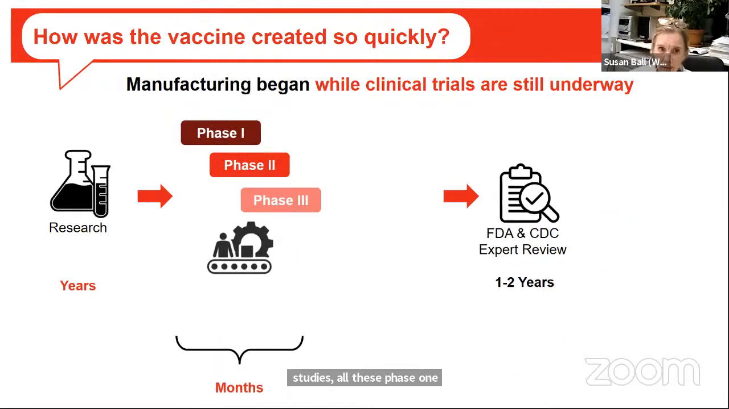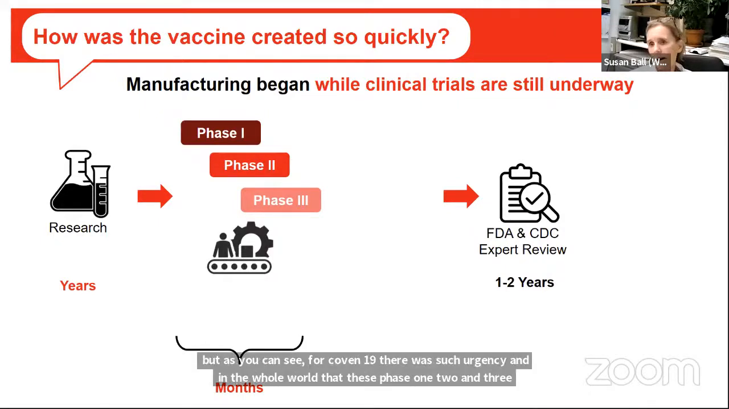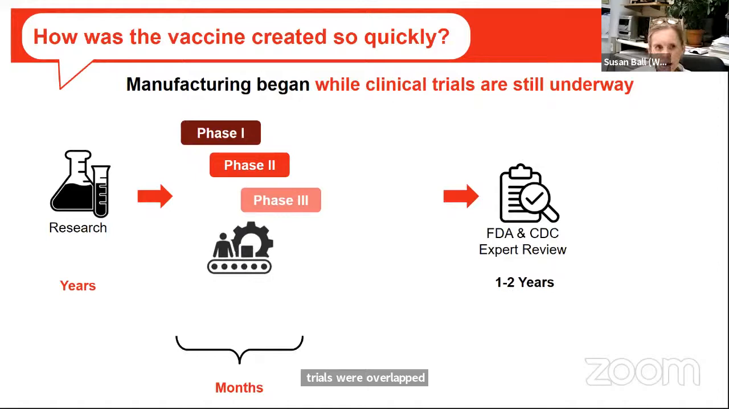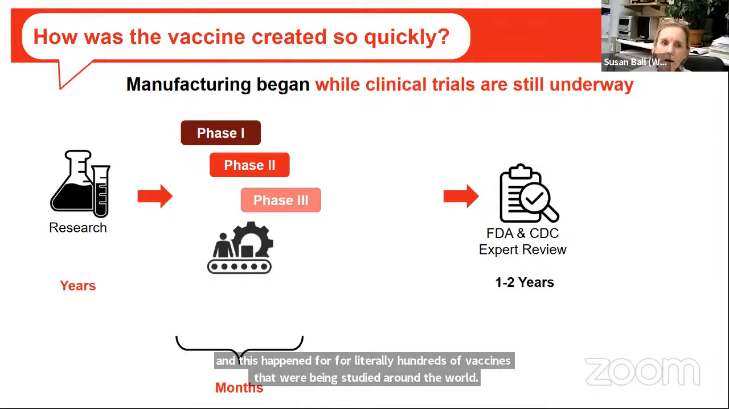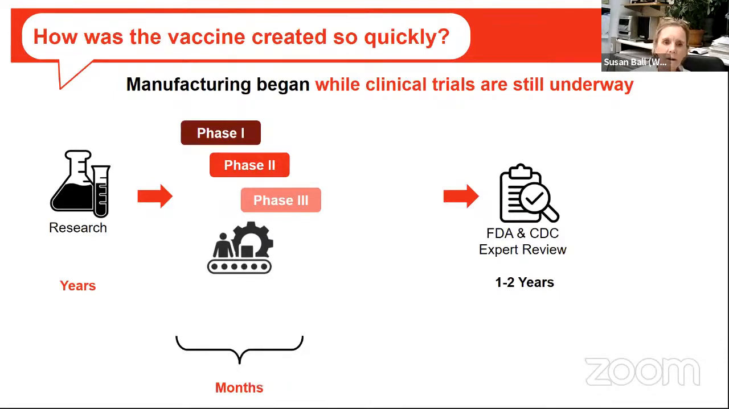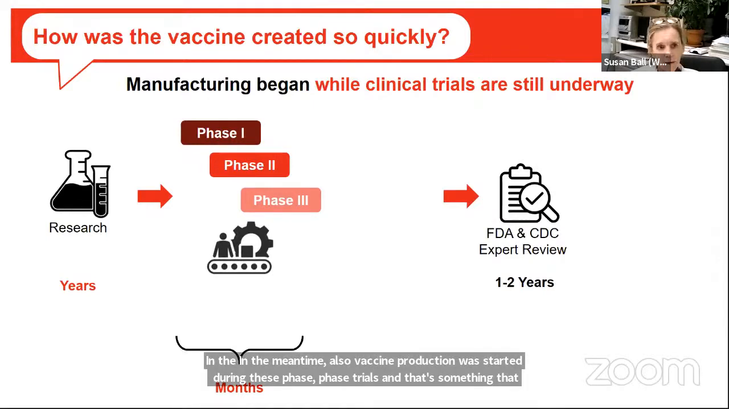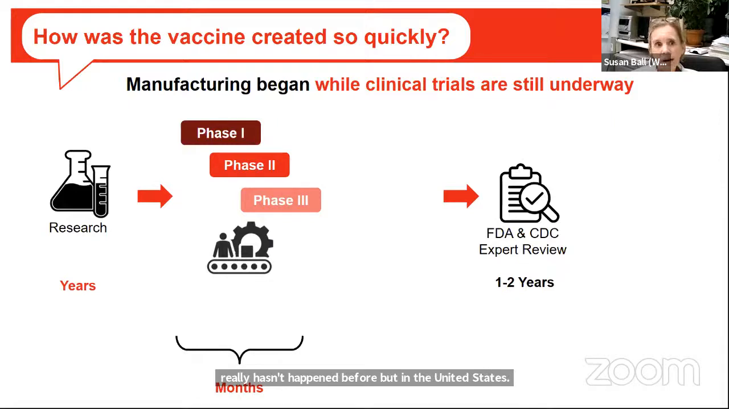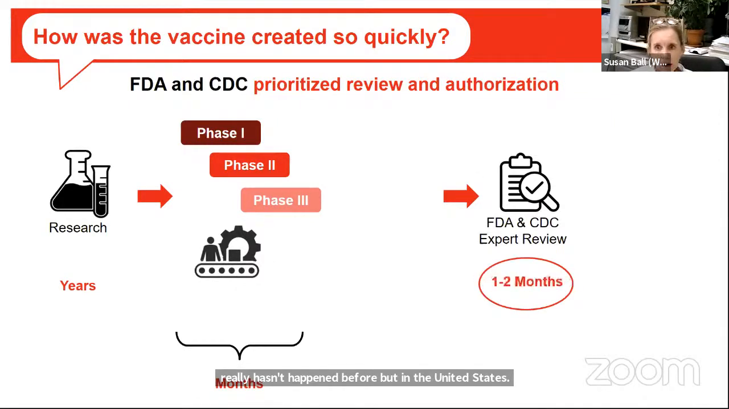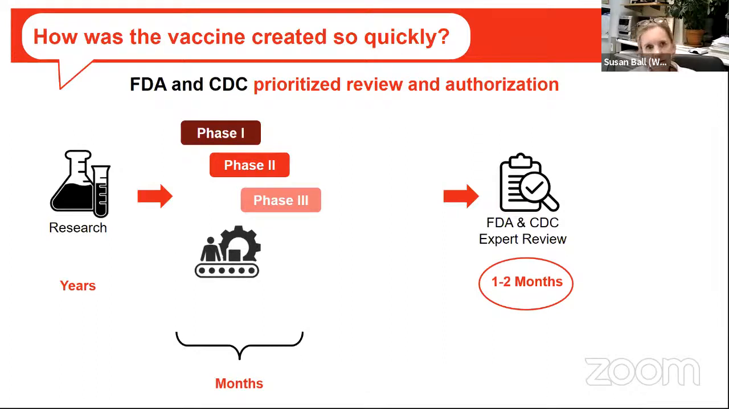In the meantime, vaccine production was also started during these phase trials, and that's something that really hasn't happened before. In the United States, anyway, the government really supported promising vaccines under study, supported them to start manufacturing, so that if and when the outcomes were what we wanted, the drugs would be ready and not wait too long. The FDA and the CDC usually wait until phase 1, 2, and 3 trials are done, and then do this fairly lengthy review process.